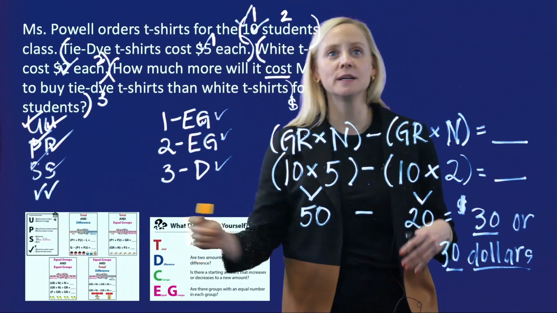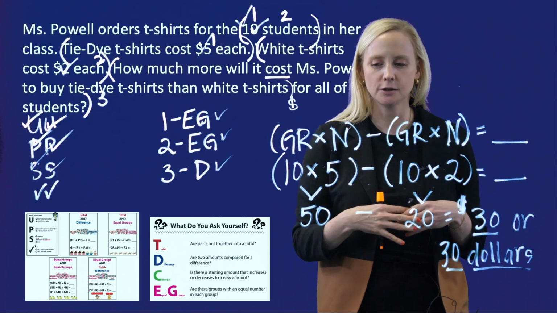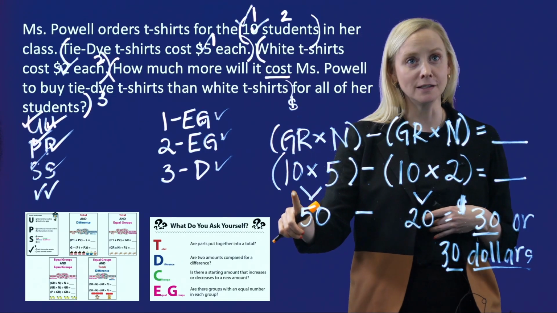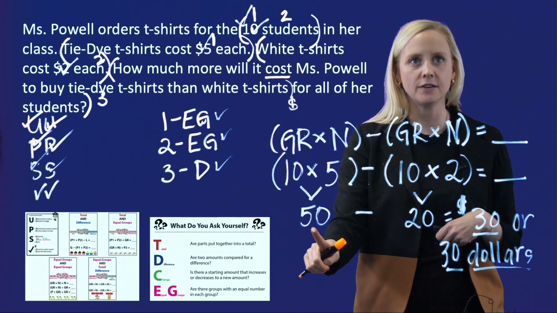The last thing we need to do is check for reasonableness. Does my number answer make sense? Does my label answer make sense? Here we have 10 students. The cost of each tie-dye t-shirt was $5. It makes sense that I would have $50.